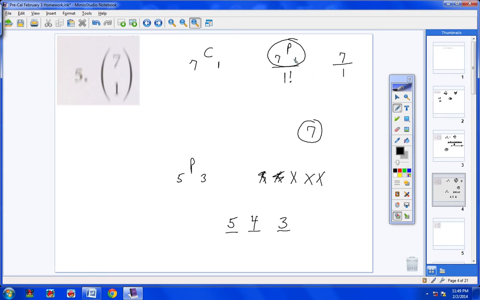So here it just simply means that we have 7 objects and we want to pull out 1, so you put 1 blank. How many options do you have to choose from? 7. And so that's why this is 7 up here over 1 factorial.